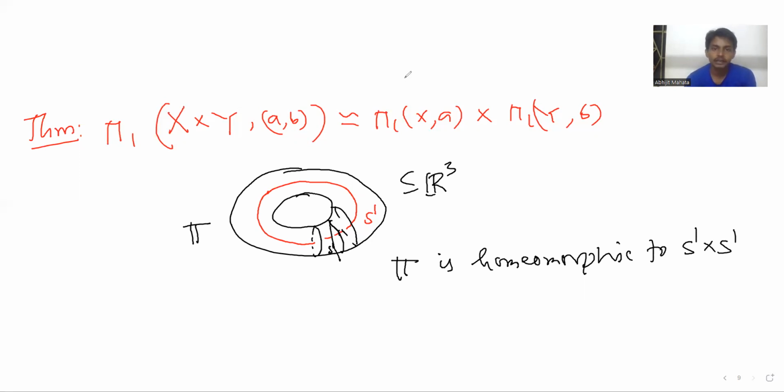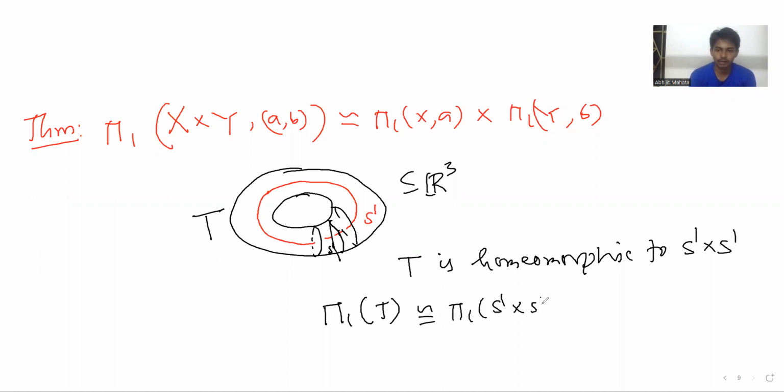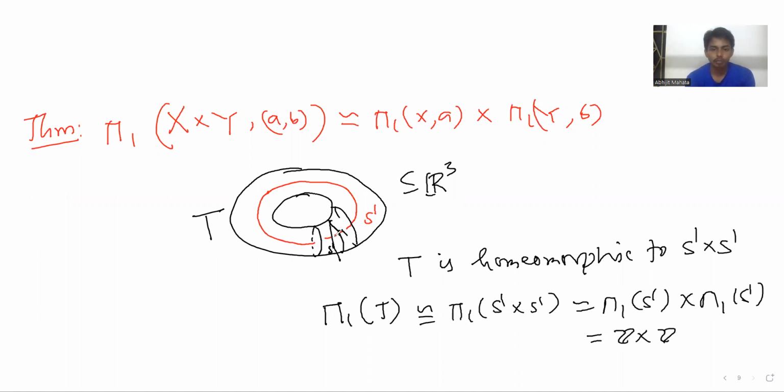So the torus T. The fundamental group of the torus at any point, since it is path connected, is isomorphic to pi 1 of S1 cross S1. This is isomorphic to pi 1 of S1 cross pi 1 of S1, which is nothing but isomorphic to Z cross Z. So the fundamental group of this space is Z cross Z.